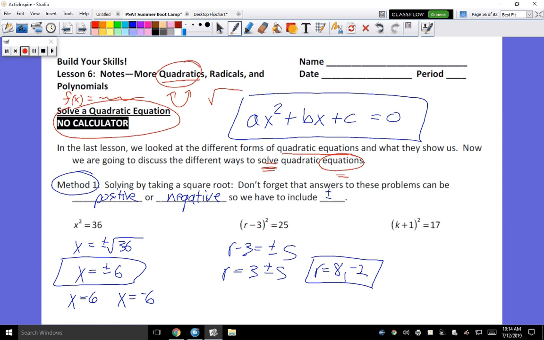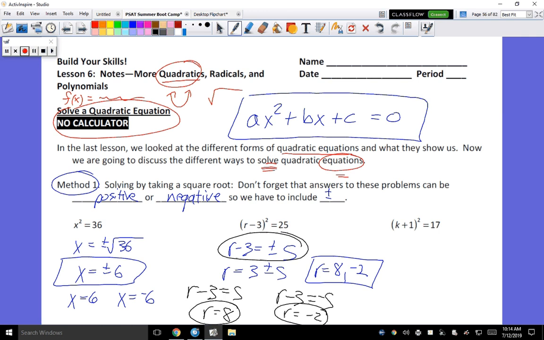But some people don't feel comfortable doing that. If you're one of them, please go ahead and just break this up into 2 equations. One is a positive 5, and the other one's a negative 5. So that when you add this 3, you will get 8, and when you add this 3 here, you'll still get this negative 2. Whatever you feel comfortable, just please make sure you get both answers.